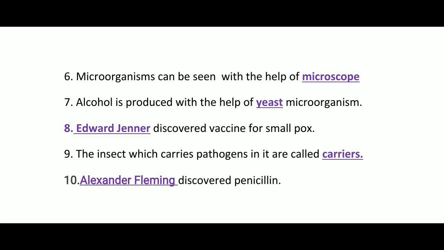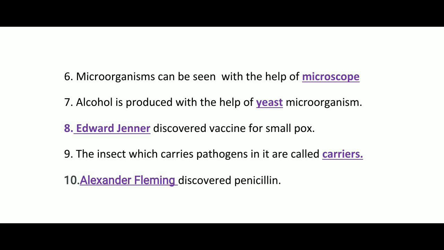Okay, next question. Seventh one. Alcohol is produced with the help of dash microorganism. Yes, here, alcohol is produced by a process called fermentation. What is this fermentation? We have already discussed. You may also know the conversion of sugar into alcohol is called fermentation, and this is done with the help of a fungus called yeast. Yeast is a fungus which will convert the sugar into alcohol. So, the answer is yeast. Yeast microorganism produces the alcohol.